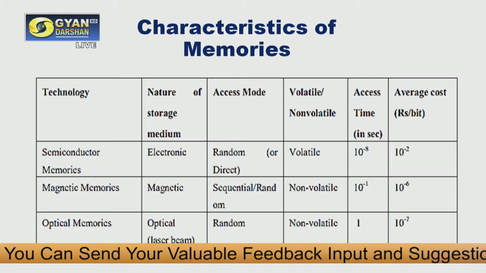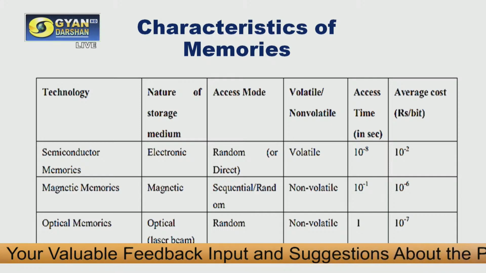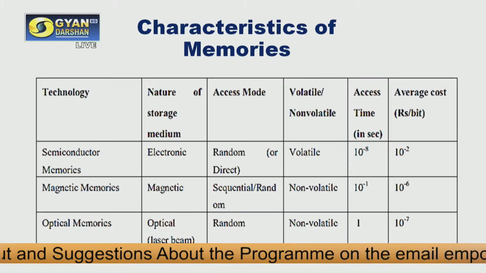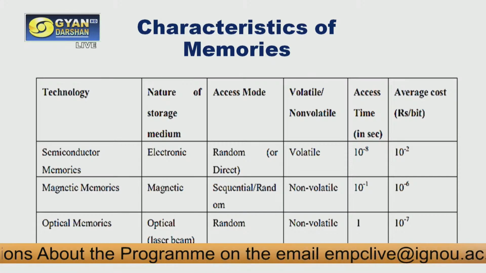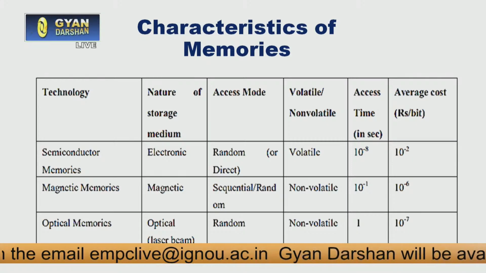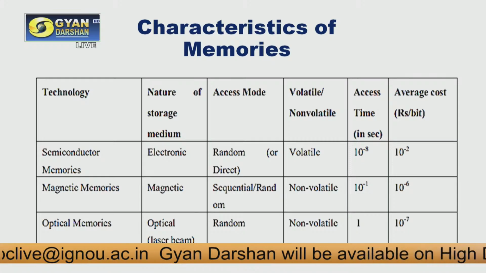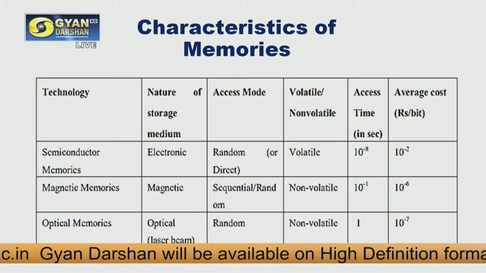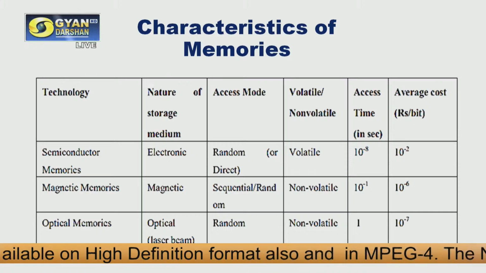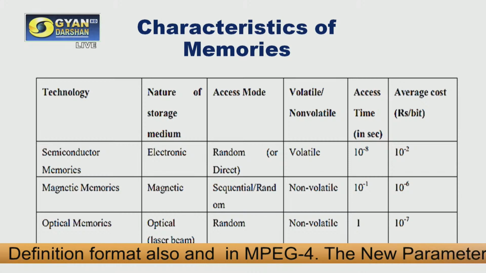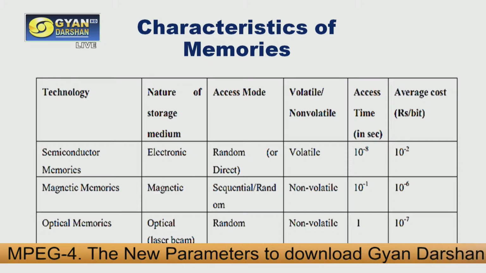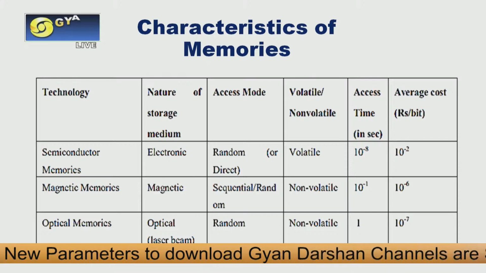One of the technologies is semiconductor memory technology, which is electronic in nature and has a random or direct access mode. As we had already said, memories use the direct access mode and the sequential access mode. What we mean by direct access mode and sequential access mode, we are going to discuss just now. But as of now, the access mode for semiconductor memories is direct or random access.